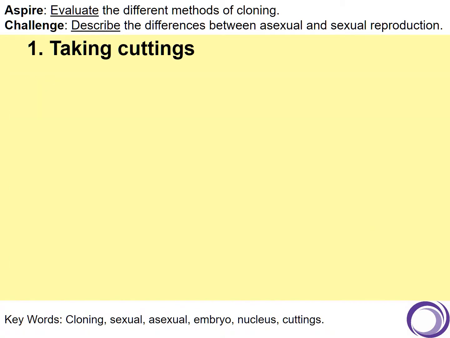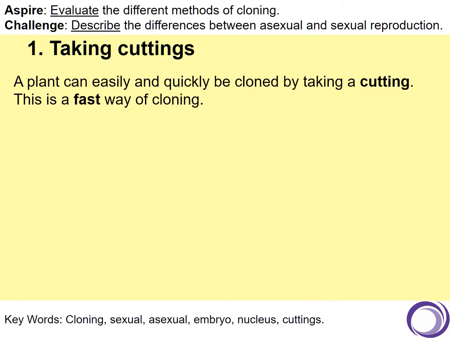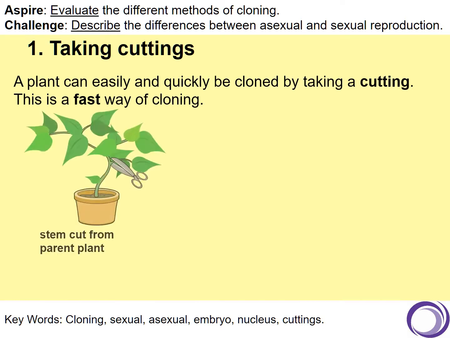Okay, looking at today's lesson then, we are going to look at different methods of cloning. And the first method of cloning we're going to look at is when you take cuttings from plants. So a plant can easily and quickly be cloned by taking a cutting. This is a fast way of cloning a plant.